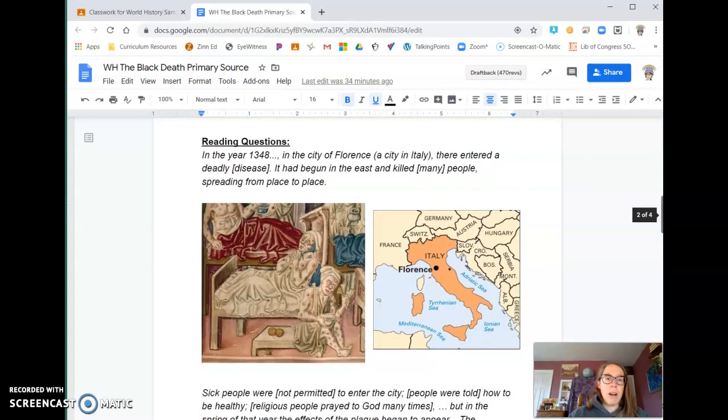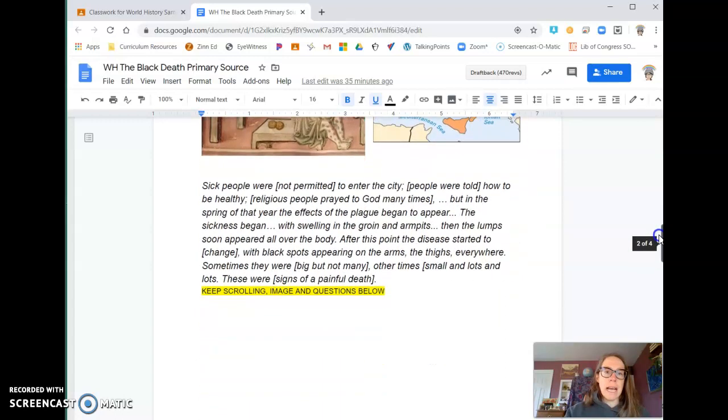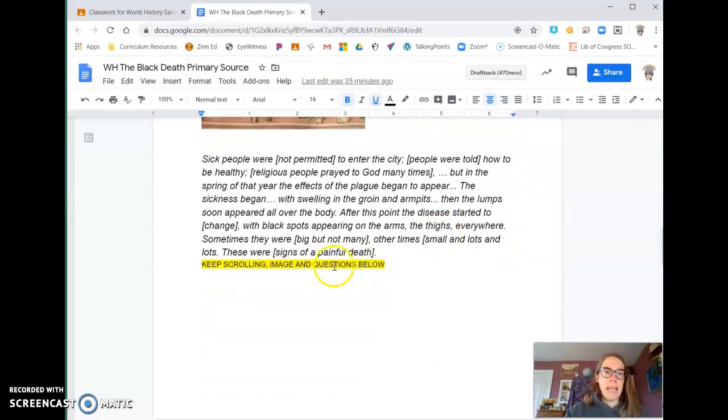So now we are to the reading questions. All of the text that's in italics, the slanted looking text, is the primary source from Boccaccio. So as we read through, and I'll just do a quick scroll, you'll see italics, italics. Oh, here's something highlighted. Keep scrolling, image and questions below.